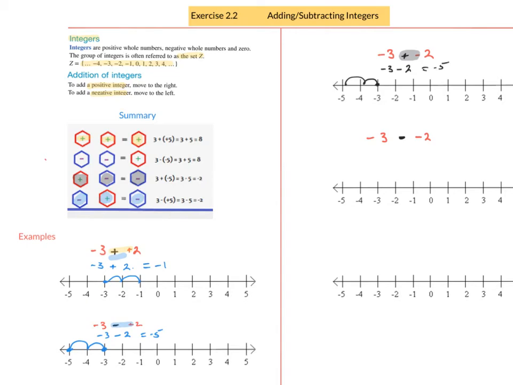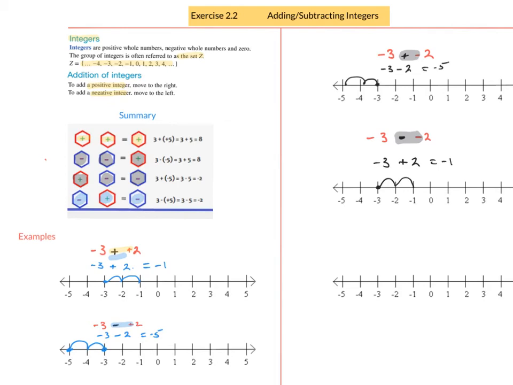The final little combination that we need to concern ourselves with is, what about if we have -3 minus -2? That sounds a bit tricky, but the thing to notice here is that a minus minus has a net result of a plus. So in actual fact, we could rewrite this question as -3 plus 2. So we start at -3, add 2, and I get -1.